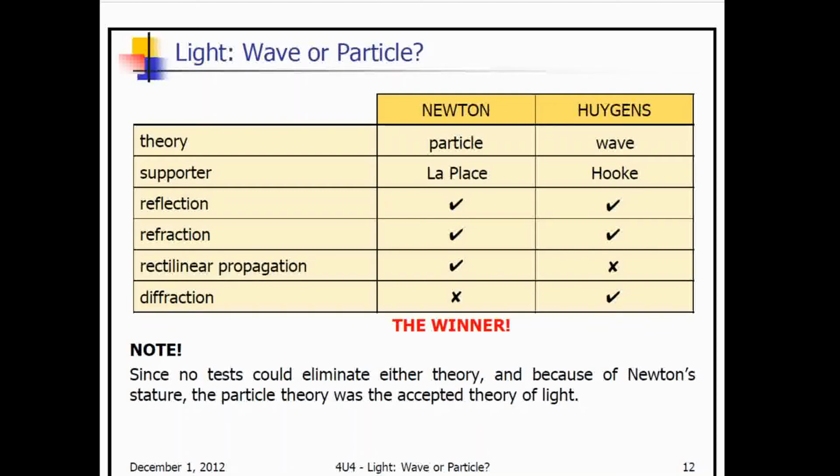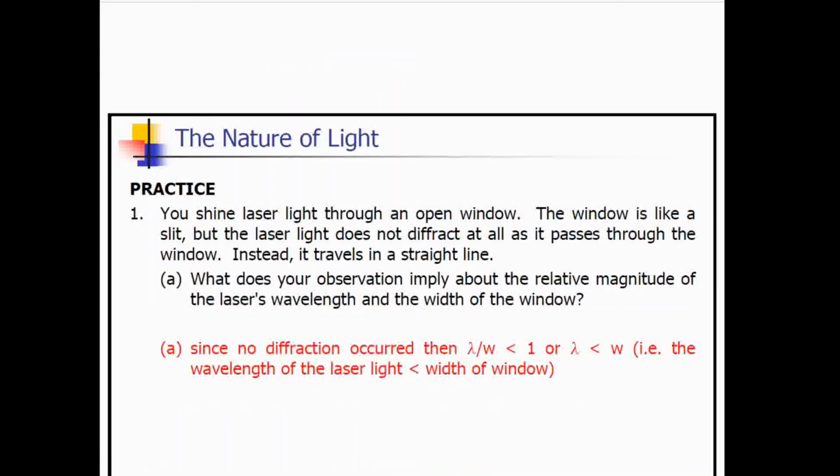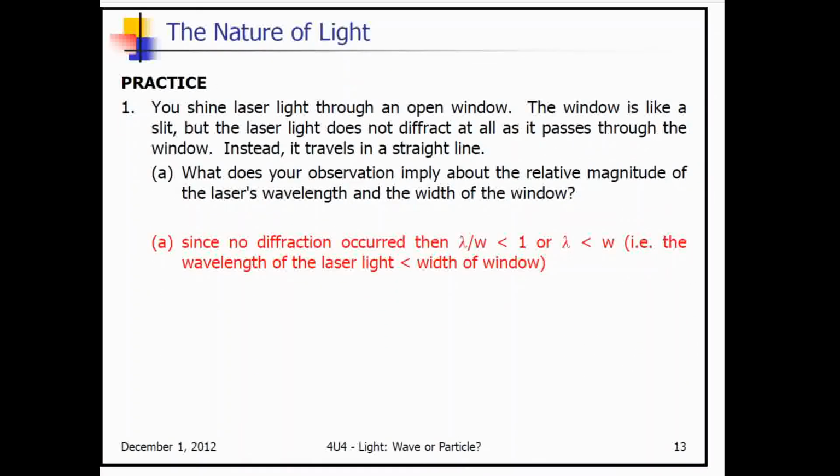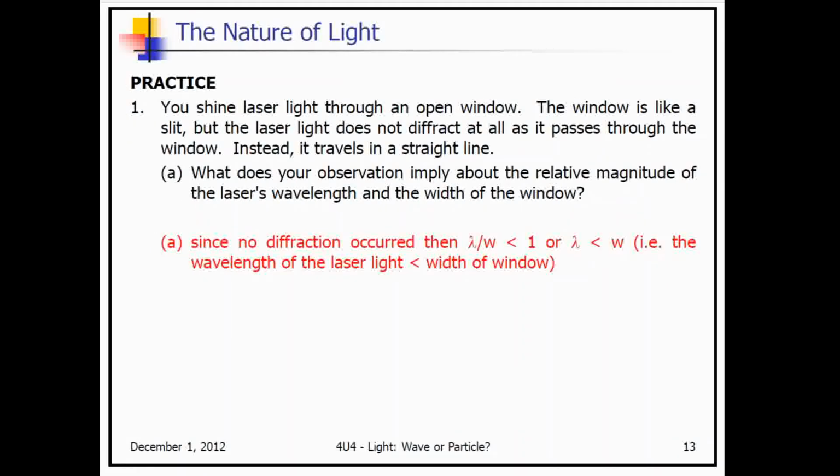So, since no tests could eliminate either theory, and because of Newton's stature, the particle theory was the accepted theory of light from the 17th century and onward, until we started to have some new observations. So let's read this question here. It says, you shine a laser light through an open window. The window is kind of like a slit. The laser light does not diffract at all as it passes through the window. Instead, it travels in a straight line. What does your observation imply about the relative magnitude of the laser's wavelength and the width of the window?